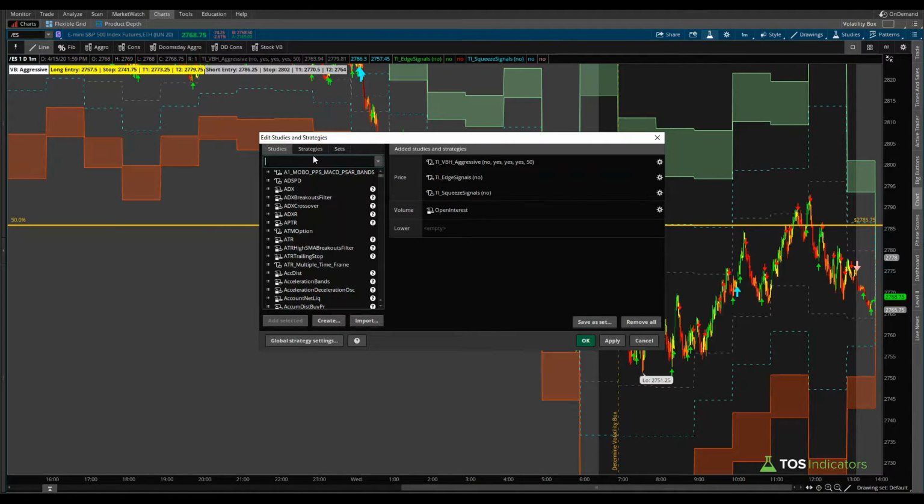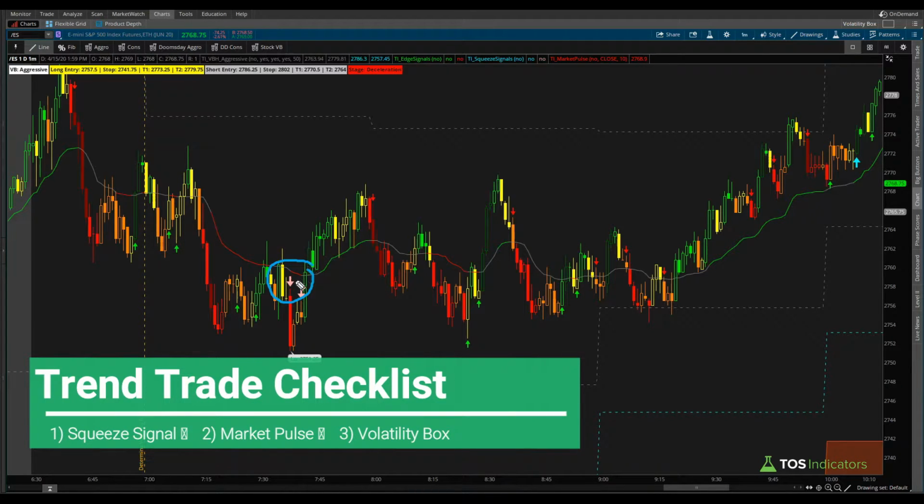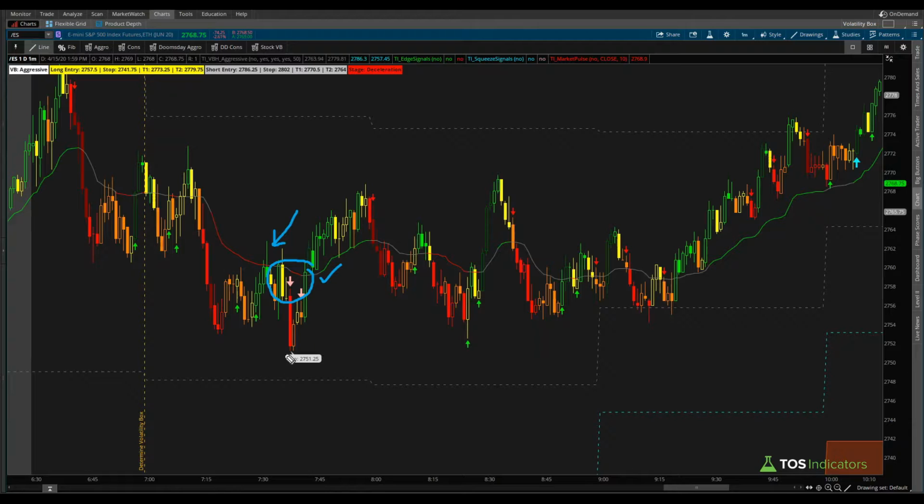Now, if we layer on our market pulse, what you should notice is we did have a couple squeeze signals. We had our first batch of squeeze signals plot right here towards that 7:30 a.m. Pacific hour. But the part that made this not so attractive was while it did meet the first and second condition of our trend trades, which is we want a bearish squeeze signal and we want the market pulse to also be agreeing bearishly, we were too close to a volatility box edge, right?